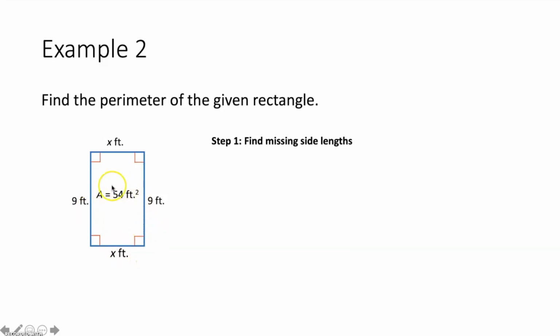Well, we're given the area of this rectangle. We know that the area of a rectangle formula is area is equal to base times height. So what we can do is take the area of this rectangle, which is 54 feet squared, or square feet, and plug it in for our a. For our base and height, we can plug in 9 feet and x feet. It doesn't matter which one you plug in for which. I plugged in x feet for our base and 9 feet for our height.